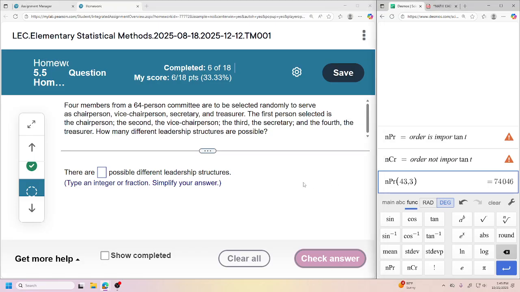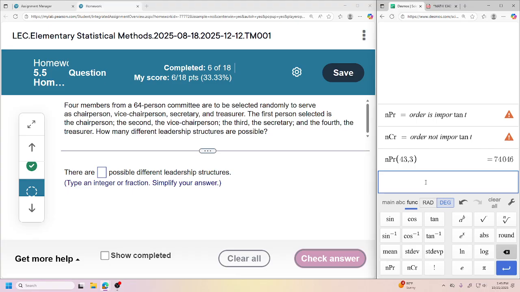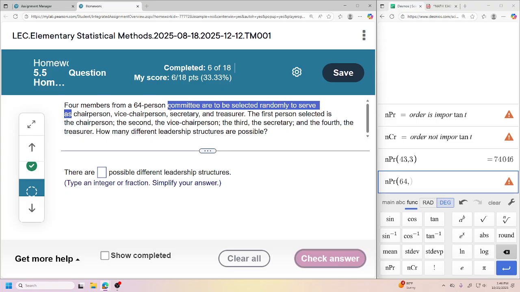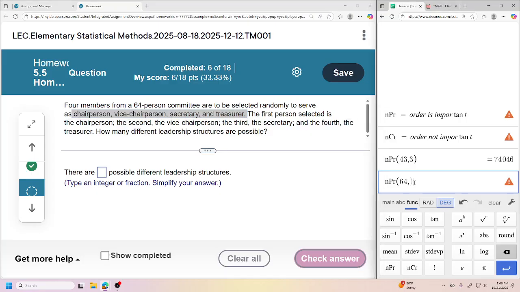So we got people on a committee. There's a chairperson, vice chair, secretary, treasurer. Is order important? Is there a ranking? Yes, exactly. So nPr. What's my big number? Sweet. How many am I selecting, though? What's my smaller number? Yep, each person. So chair, vice chair, secretary, treasurer. How many is that? 4 people.